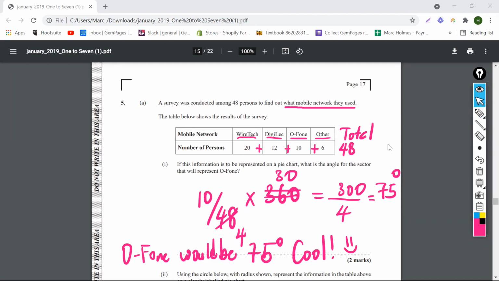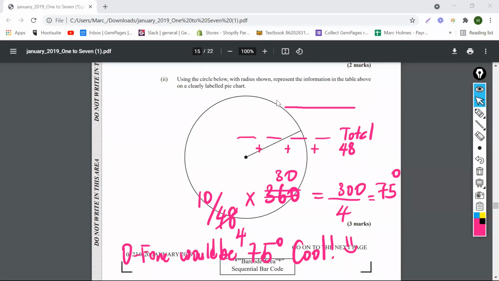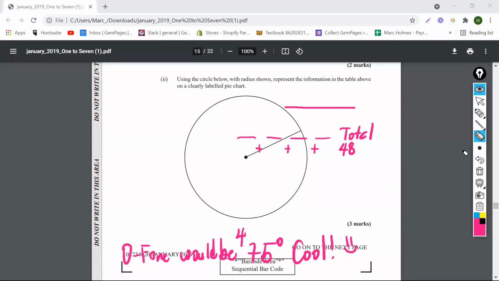And then it says here as well, using the circle below with the radius shown, represent the information in the table clearly on a pie chart. So guys, we kind of have to think about this one now. Ophone would be 75 degrees and that makes perfect sense, right? So we can definitely draw 75 degrees. This would be 90 degrees, so 75 degrees would be about like that. This would be the Ophone section at 75 degrees.